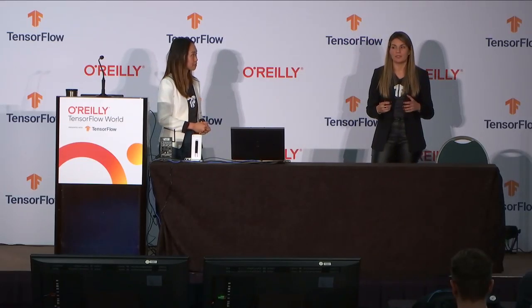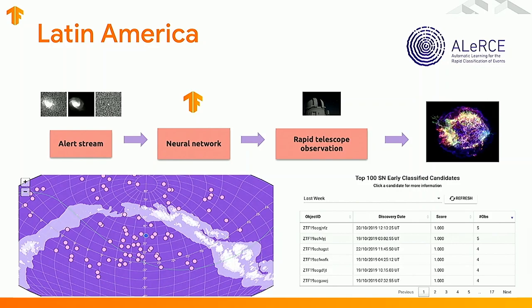Nicole and I were really fortunate to be able to join the roadshows and connect with the local communities worldwide. For example, at the roadshow in Latin America, we connected with Alerce, a startup in Chile trying to detect supernovas and galaxies through the use of agile processes and machine learning. This was really cool. They used convolutional neural networks to classify astronomical objects contained in a stream of about 200,000 images per day. The work that they're doing is so impressive, and it's absolutely worth sharing with the rest of the community.